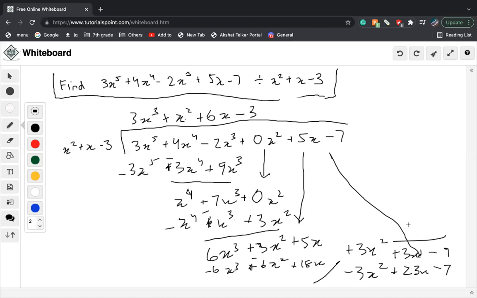And your remainder is 26x minus 16. So if I want to write this all out in itself, this is my answer right here. Look at that. That is your answer.